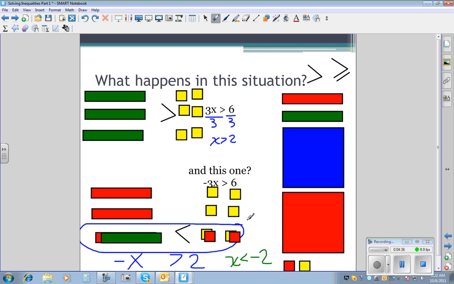So let's see if this works. If I have negative 3x is greater than 6, and I say this guy here is less than negative 2. Well, what are some numbers less than negative 2 we can check with? Okay, negative 3. All right. So negative 3 times negative 3, is that greater than 6? Well, negative 3 times negative 3 is positive 9, and that is greater than 6. Oh, that's weird. I think we need to try another one. Let's look at another one symbolically.